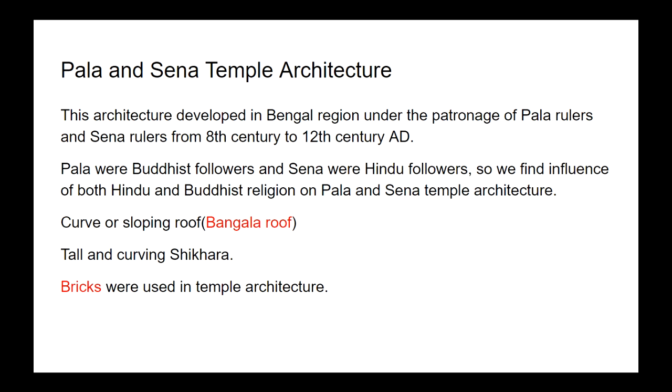Pala and Sena temple architecture. This architecture developed in Bengal region under the patronage of Pala rulers and Sena rulers from 8th century AD to 12th century AD. Pala were Buddhist followers and Sena were Hindu followers. So we find influence of both Hindu and Buddhist religion on Pala and Sena temple architecture. And in this school we found there was a curved or sloping roof, and it was known as Bangla roof. So Bangla roof is an important feature of Pala and Sena temple architecture. Tall and curving Sikhar, bricks were used in temple architecture.